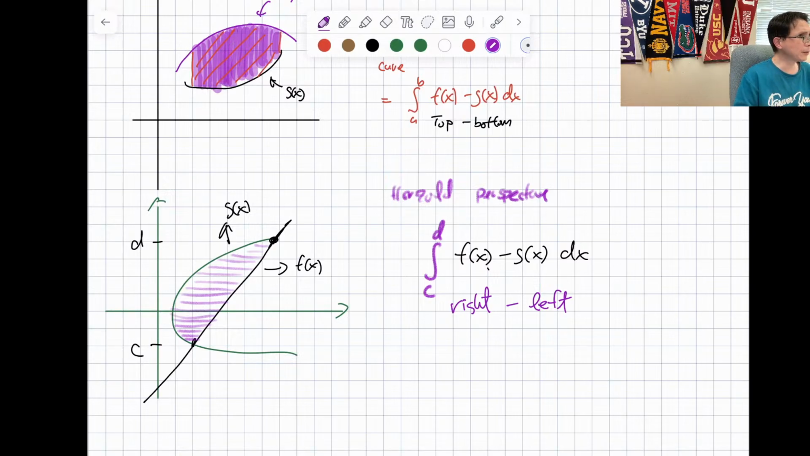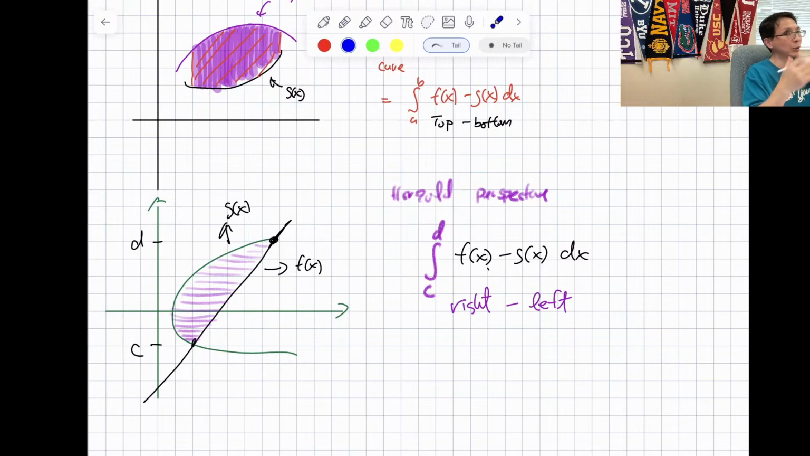Is that confusing? Why is it right minus left? Because if you really think about it, just think of it in terms of top minus bottom. You can tilt your head 90 degrees to the right. If you tilt your head 90 degrees to the right, the black function is on the top. So it's right minus left.